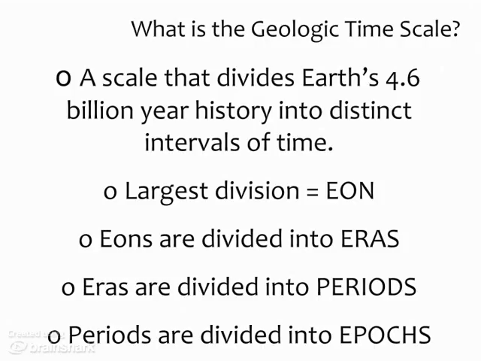So knowing that our Earth's history is so huge, we need a way to divide it up. So we divide it into the geologic time scale. Basically, the geologic time scale takes the 4.6 billion year history of the Earth and divides it into different sections. The largest section is called an eon. Eons are divided into eras. Eras are divided into periods, and periods are divided into epochs.